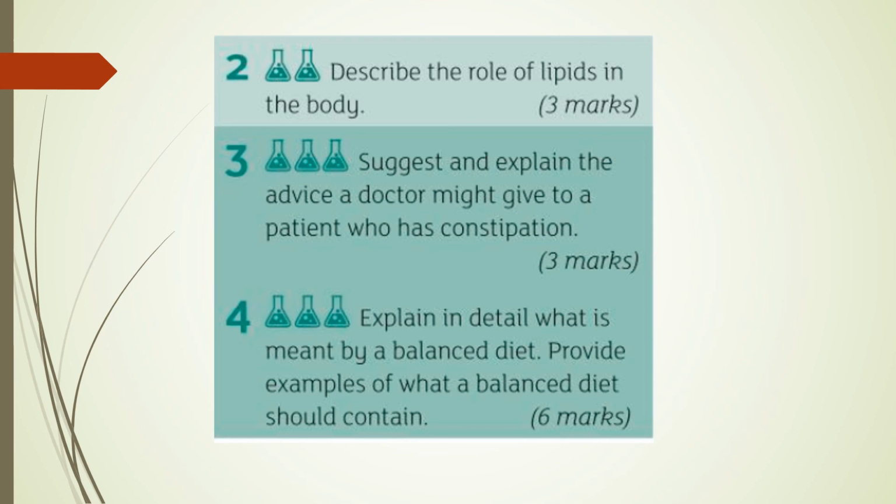And in this last question, explain in detail what is meant by a balanced diet. Try to write, first of all, your definition of a balanced diet, and then describe each nutrient in turn and what its role is in our diet. When you've written the questions down and written the answer, press the spacebar to continue.